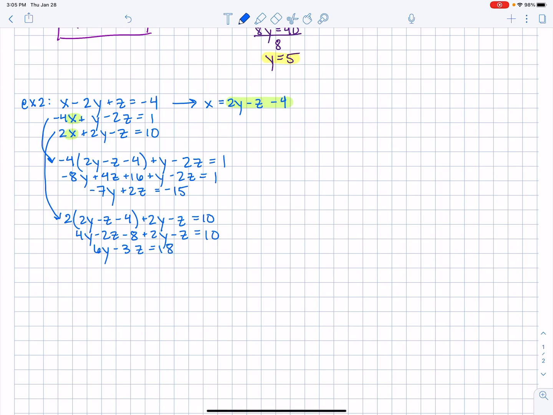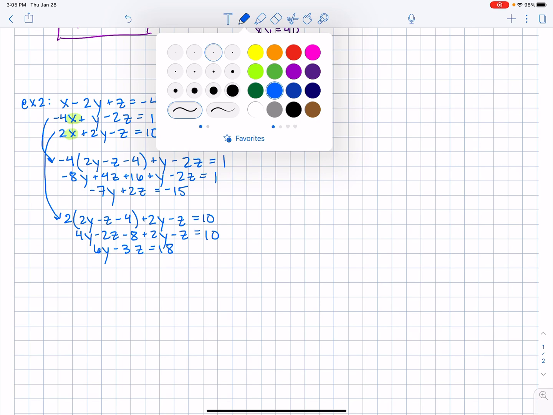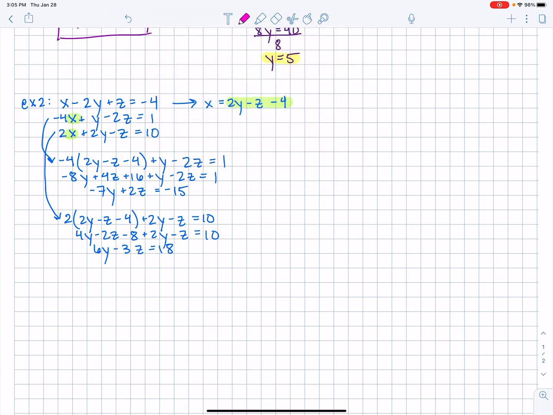Okay, here we go. We have these two equations. I'm going to stick with my substitution method, even though we're getting a little crazy with our colors, so I'm going to switch up a little bit.